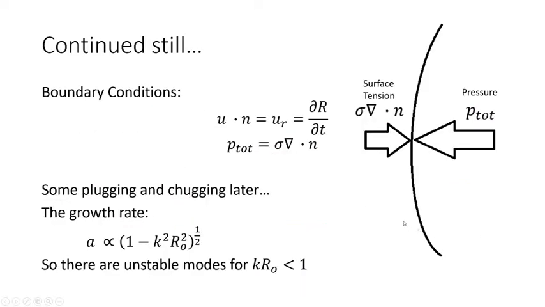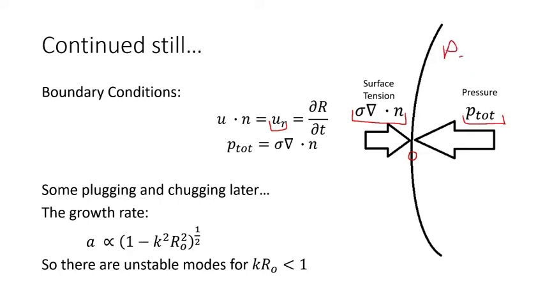So what you do then is you look at your boundary conditions, which is just the balance between, well, first of all, you have the velocity of this boundary, which is just given by your perturbed velocity in the radial direction. And importantly, you're balancing the forces between your surface tension and your total pressure.